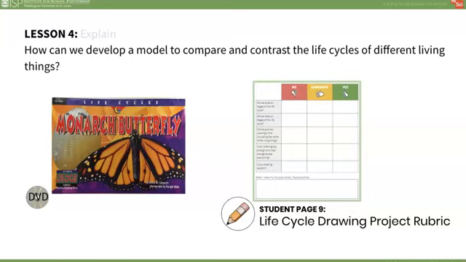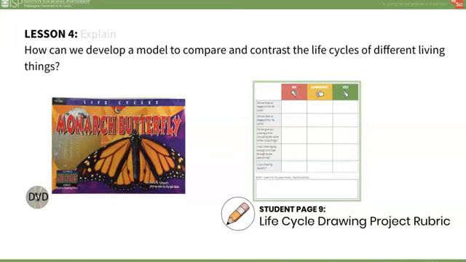Use previous scientific drawings as well as drawings from the Life Cycles book by Royston to remind students of how a life cycle drawing should look. If time permits, you could also let students research their own sources from your school's library. When they are ready to draw, give students a copy of the Life Cycle Drawing Project rubric sheet on student page 9, as well as paper and coloring tools. Give students an opportunity to work on their drawings.